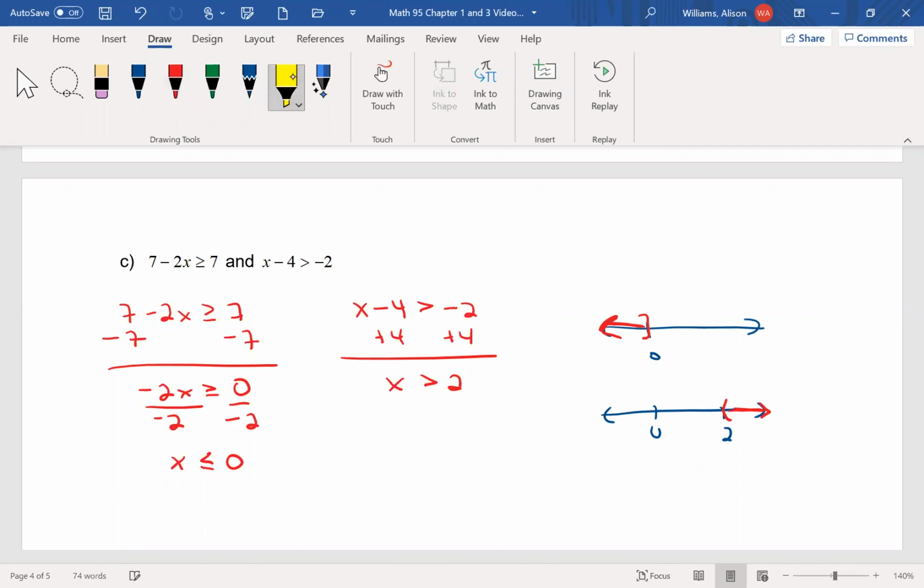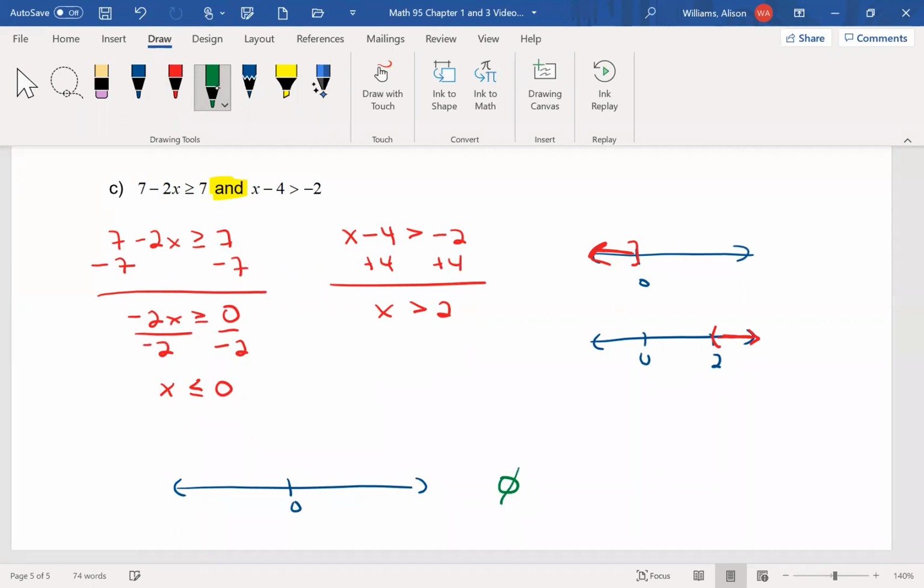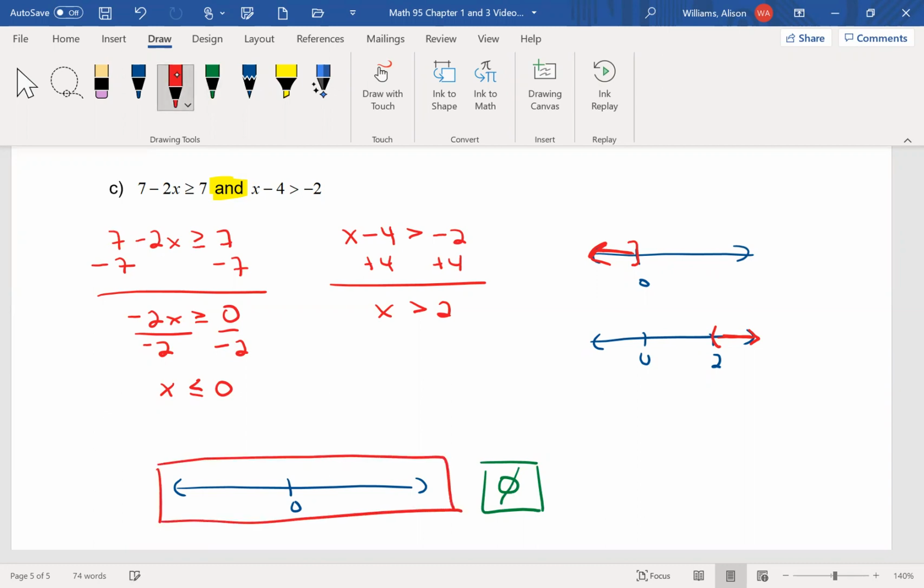We're doing "and." "And" is what they have in common, and they have nothing in common. The graphs don't have any sort of overlap. So this is the case where we leave the graph empty, and the answer in interval notation is the empty set because there's nothing to shade. They have nothing in common. Come on, computer, keep up with my color changes.